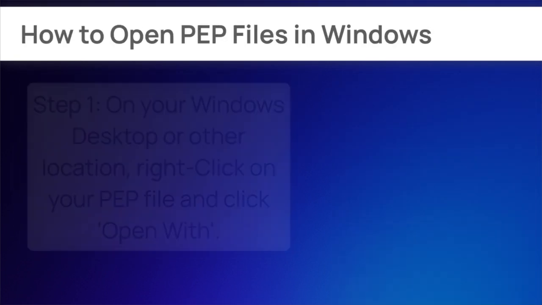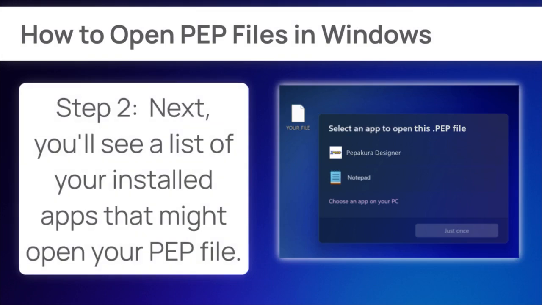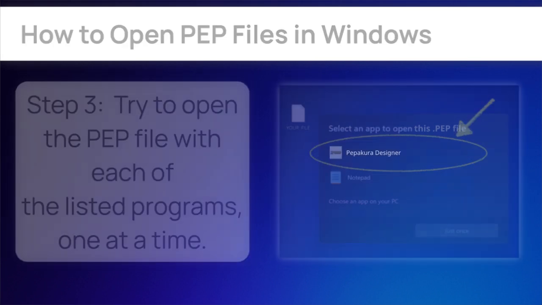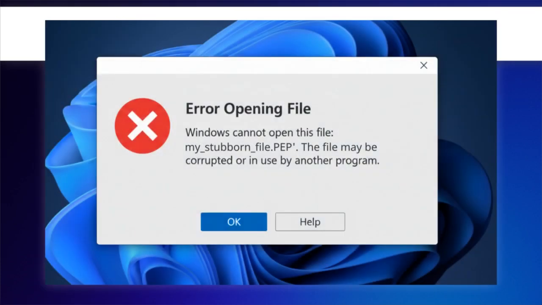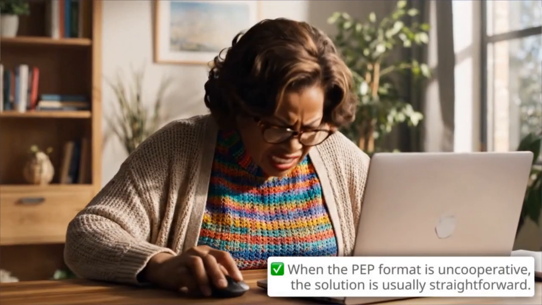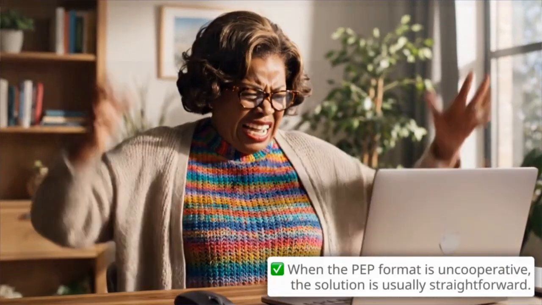Right-click your PEP file and select Open With. If Pepakura Designer is installed, test it. If it's unavailable, select another program. Testing is the most direct path to the fix. If your PEP file isn't cooperating, don't worry. Let's now transition to these 3 highly effective troubleshooting steps to conquer the PEP problem.